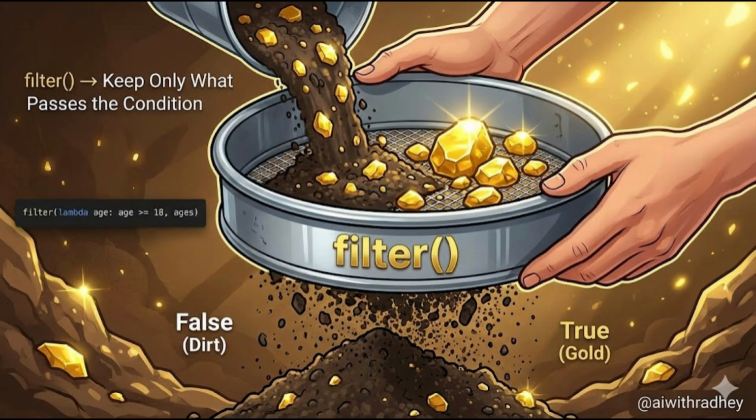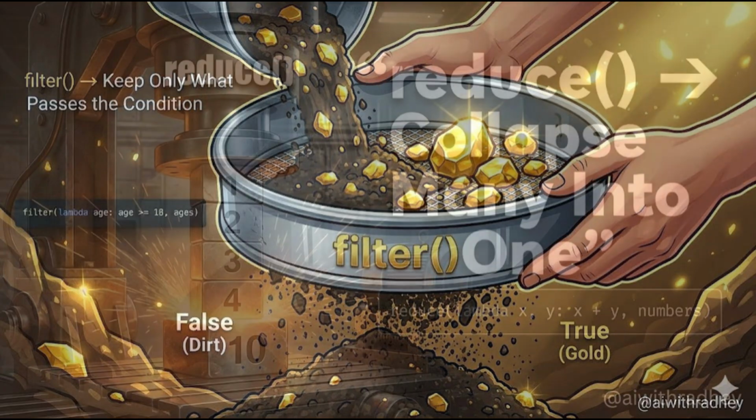Next is filter, and the name explains everything. Filter takes a condition and keeps only the items that return true. Everything else gets removed. For example, filtering a list of ages to keep only people who are 18 or older. Combine it with a lambda, and you get a powerful one-line way to clean your data.